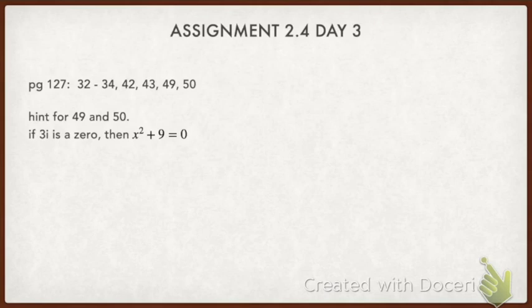So that is all for 2.4 day 3. Today we talked about complex zeros and the fundamental theorem of algebra. The fundamental theorem of algebra basically says that if you have a power of 6, you must have 6 solutions. Some of them might be complex, some of them might be repeaters, but you must have a total of 6 solutions. So whatever that exponent is, that's how many solutions you must have when you're looking at polynomials.